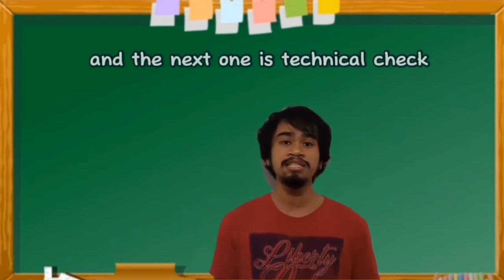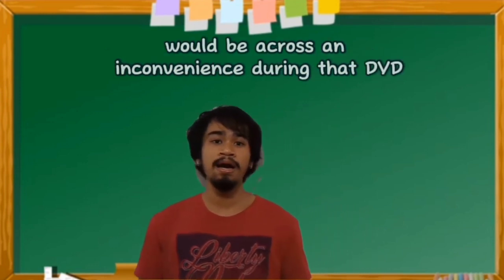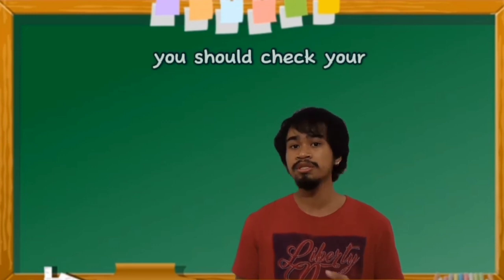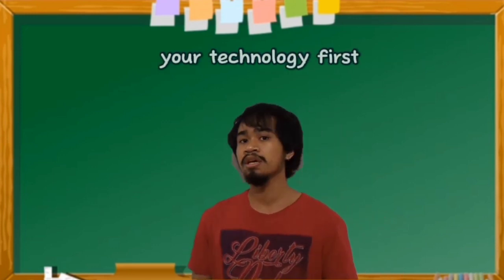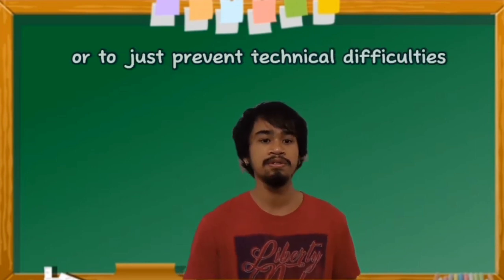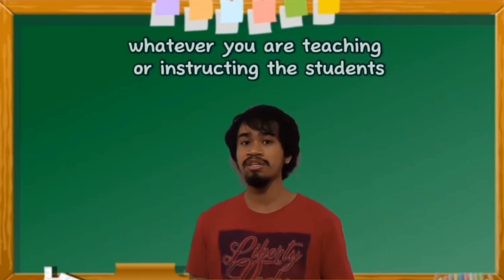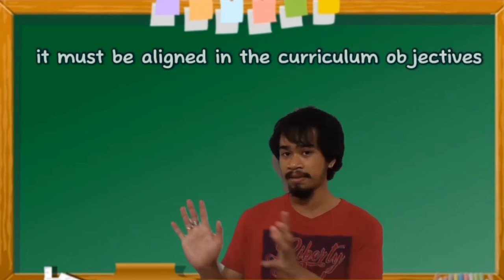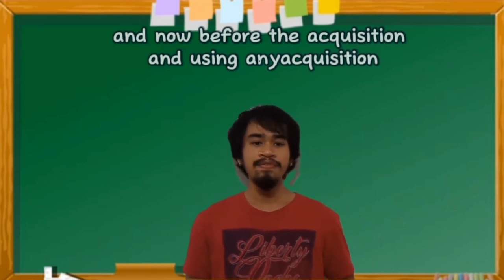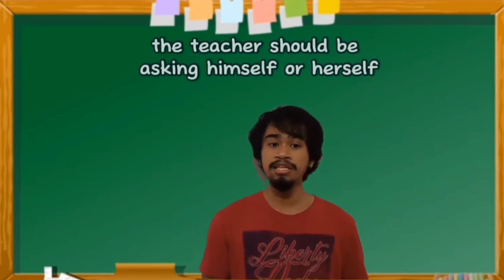And the next one is the technical check. This one is also important because a lack of technical check would cause inconvenience during the activity. So to prevent that inconvenience, you should check your technology first before proceeding to the said activity, to prevent technical difficulties. And the last one is curriculum alignment. From the word itself, alignment, whatever you are teaching or instructing the students must be aligned with the curriculum objectives.